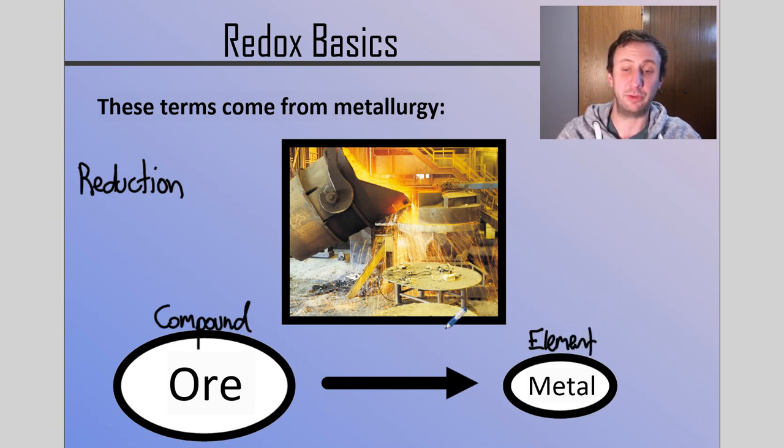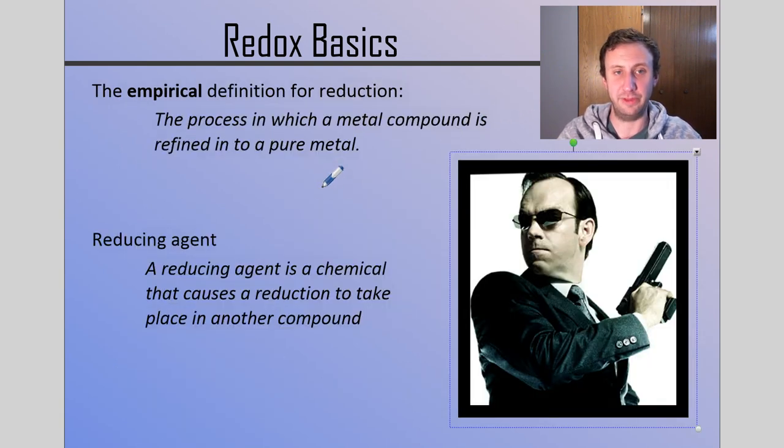So as a result, I've reduced the amount of material that I have in front of me. Of course, the non-metal material didn't just go away. It's there somewhere, but it's no longer a part of what we're actually looking at. So we reduce the amount we have by turning an ore into the pure metal. So that's kind of the base of this word. So the empirical definition for reduction is the process in which a metal compound is refined into a pure metal. So it's turning a metal compound into a metal element.